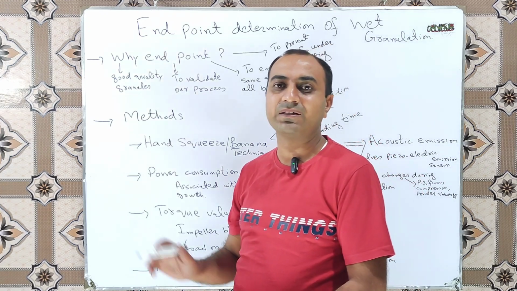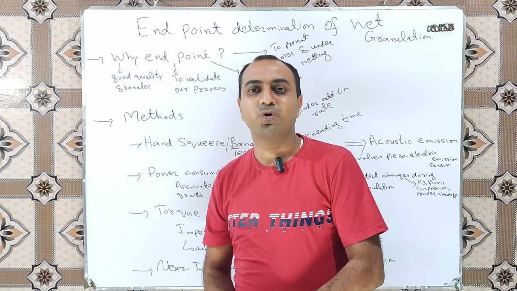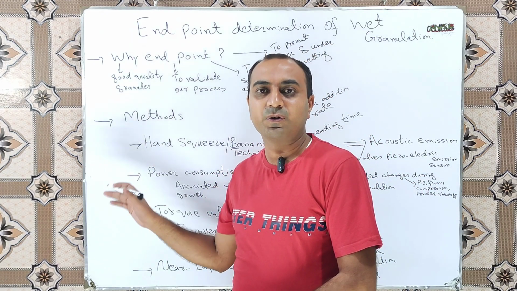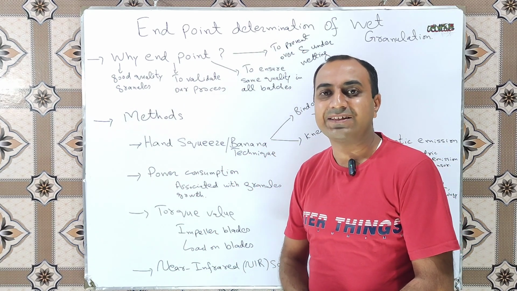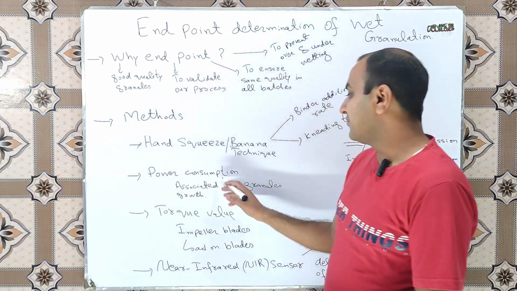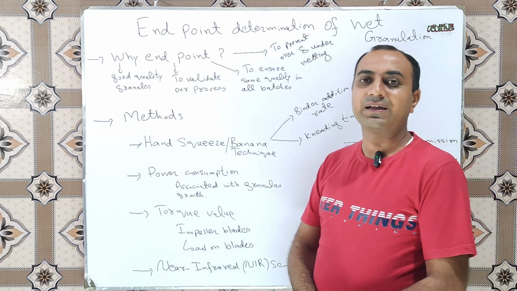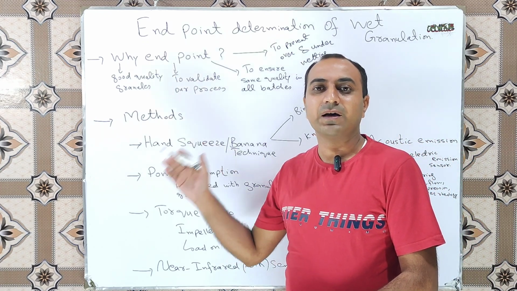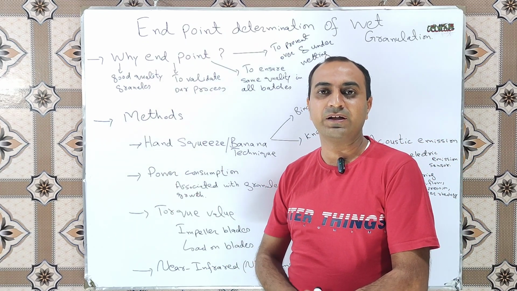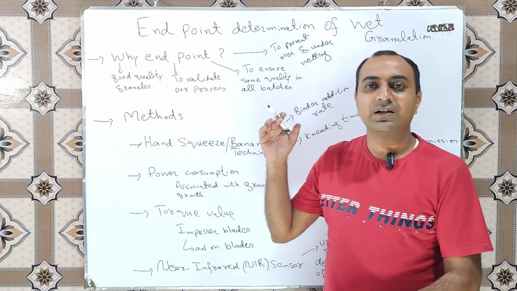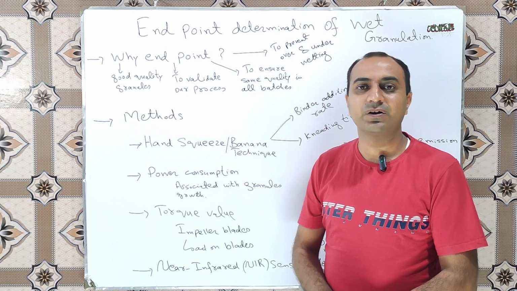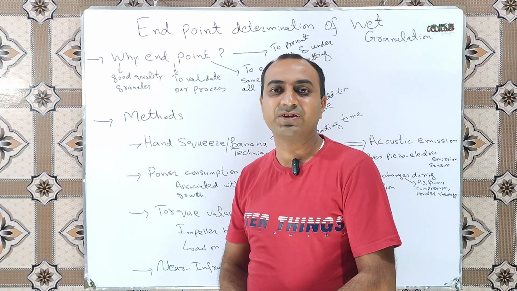In the power consumption method, most advanced types of RMG are equipped with a display of the power of the motor on the HMI. So the power consumption is associated with granule growth, meaning the power of the motor is displayed as a value in amperes on the HMI. When the load is increased, the value of current is also increased on the HMI.